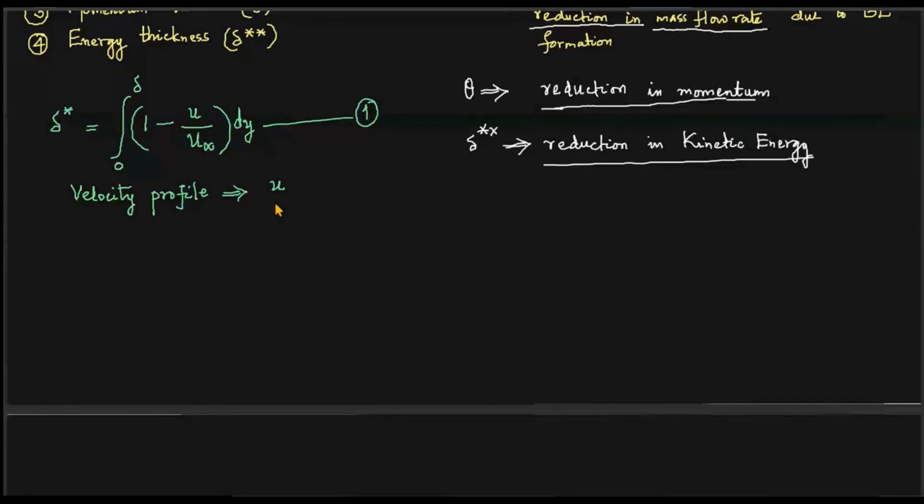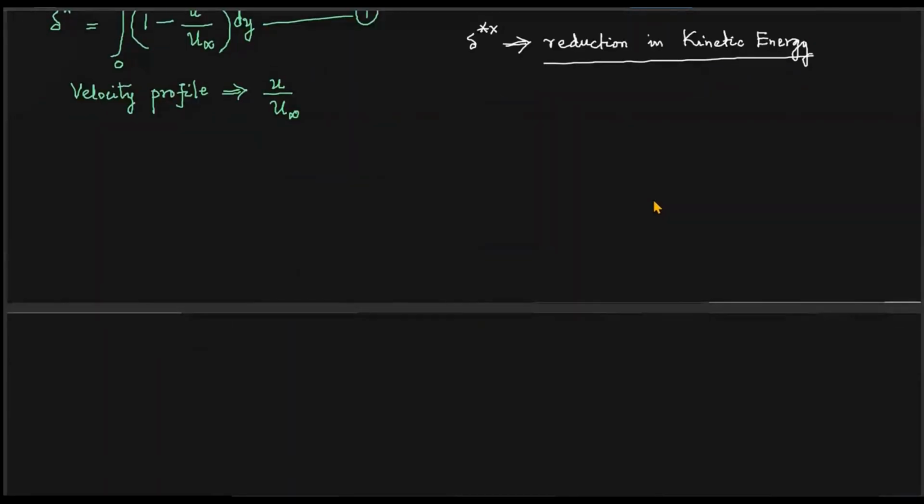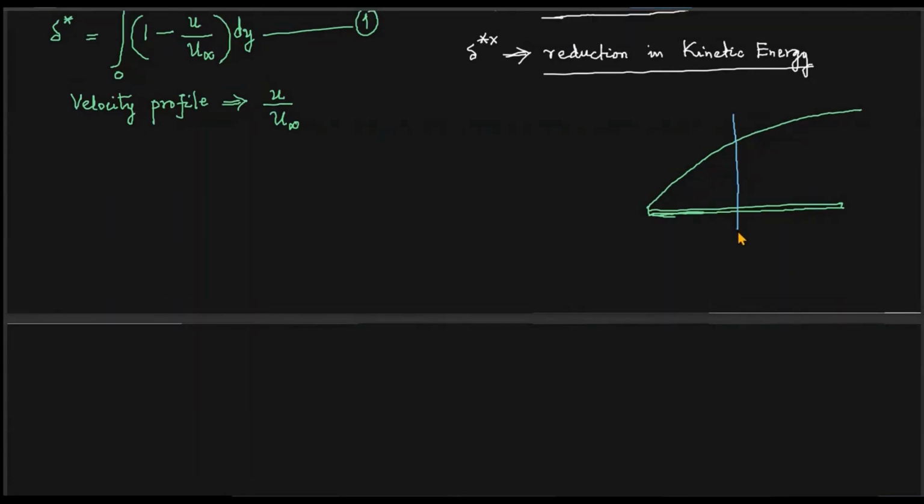Such a velocity profile will be given, just like the ratio u by u infinity. What is u? u is the velocity at a distance y from the plate. For example, to clarify that, I am showing only the initial laminar zone, drawn with the y scale magnified. Consider a section at a certain distance x from the leading edge. If the flow is laminar, the velocity profile will be parabolic, something like this.